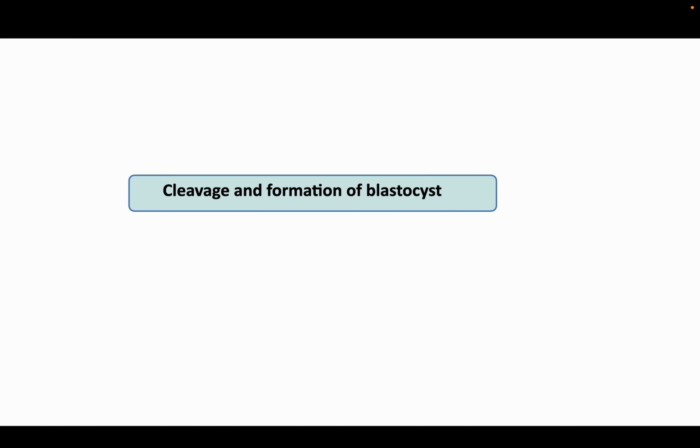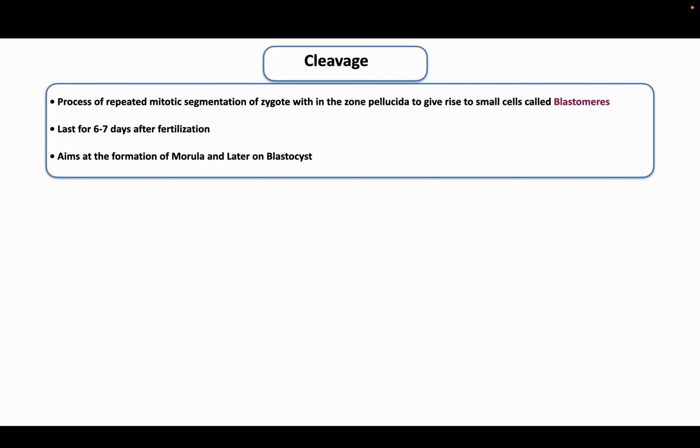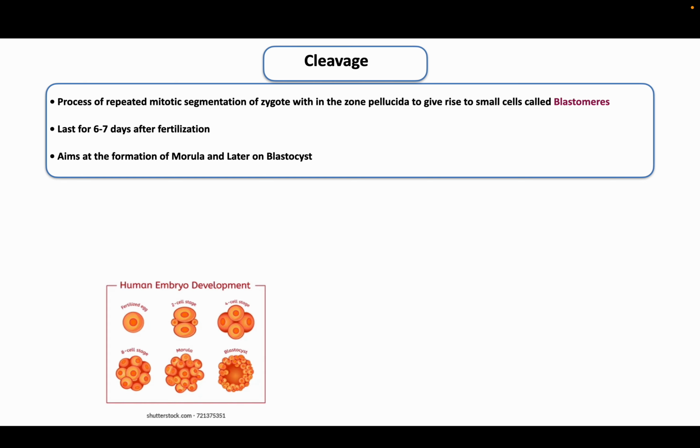Now, the next step, once the chromosomes are arranged in the equator and moving towards their poles, is that two cells are formed and cleavage occurs. This is the process of repeated mitotic segmentation of the zygote within the zona pellucida to give rise to small cells called blastomeres. It lasts for 6 to 7 days after fertilization, aiming at the formation of the morula and later the blastocyst.